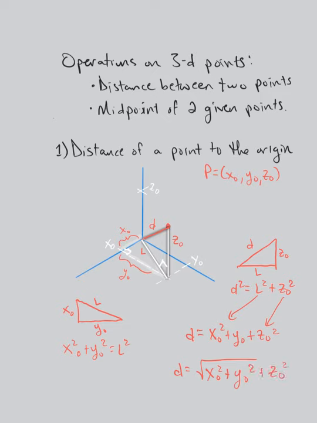Make sure you realize it's the same formula. In 2 dimensions, we just have x naught squared plus y naught squared. So whenever we go to 3 dimensions, this formula just extends in a natural fashion.